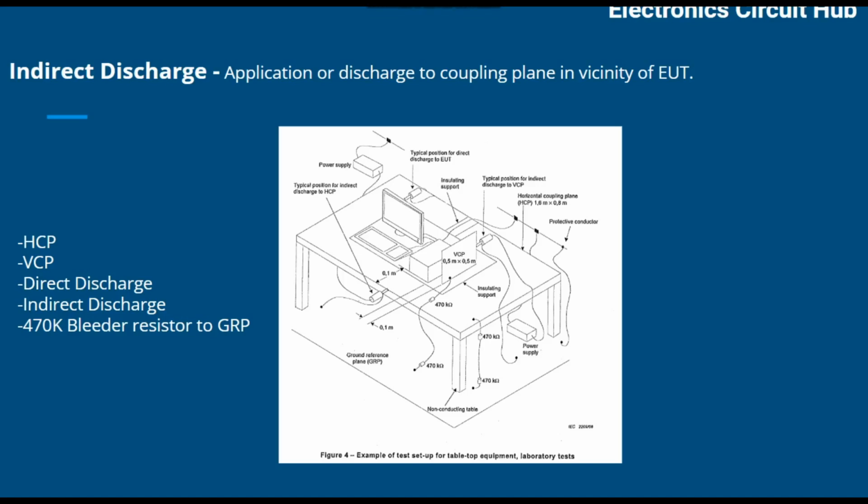Indirect discharge means application of discharge to the coupling plane in the vicinity of your product. So you will have some coupling planes, that is the horizontal coupling plane, and I will show you in the next slide, and the vertical coupling plane. This is the basic setup for your ESD, and you can see here a 470 kilo-ohm bleeder resistor is also connected to the ground reference plane. You can see here this is the 470K, and this bleeder resistor is connected to your ground reference plane here. That is GRP.